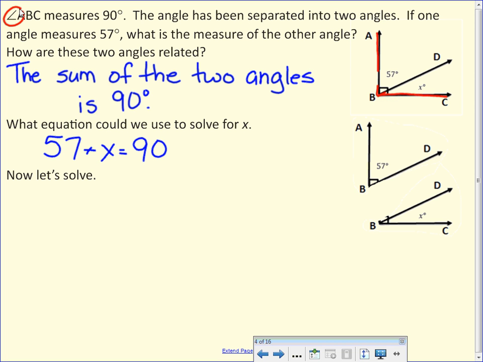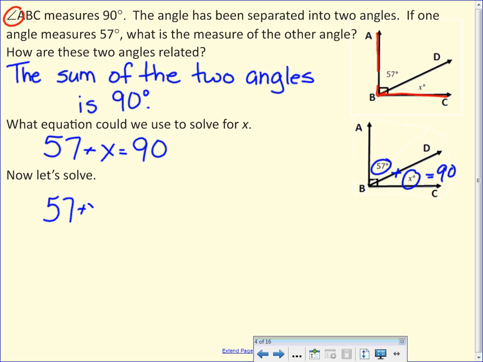Anybody have a question on where any of those numbers came from? Why we added them? Where did the 90 come from? Well, I know that ABC is a right angle. So I know that ABC equals 90 degrees. So I know that if I put these two together, it equals 90 degrees. So this plus that is going to equal 90 degrees. So that's what we wrote here. So we use our knowledge of the identity property to find what x is.